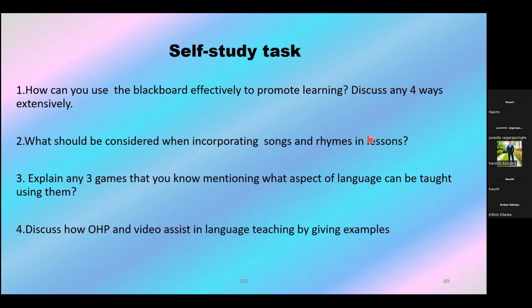Remember, the song should be somewhat similar to the topic. If the topic is on the days of the week, and you are going to sing a song related to animals, it makes no sense. Therefore, the topic should be similar. The song should always be related to the topic. And in addition to that, mention those 4 factors.